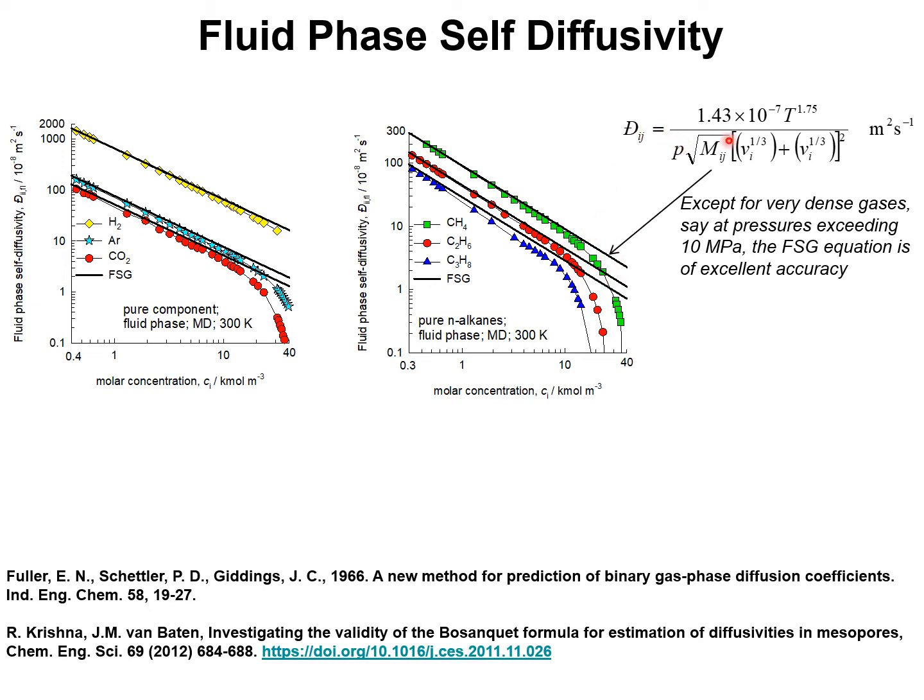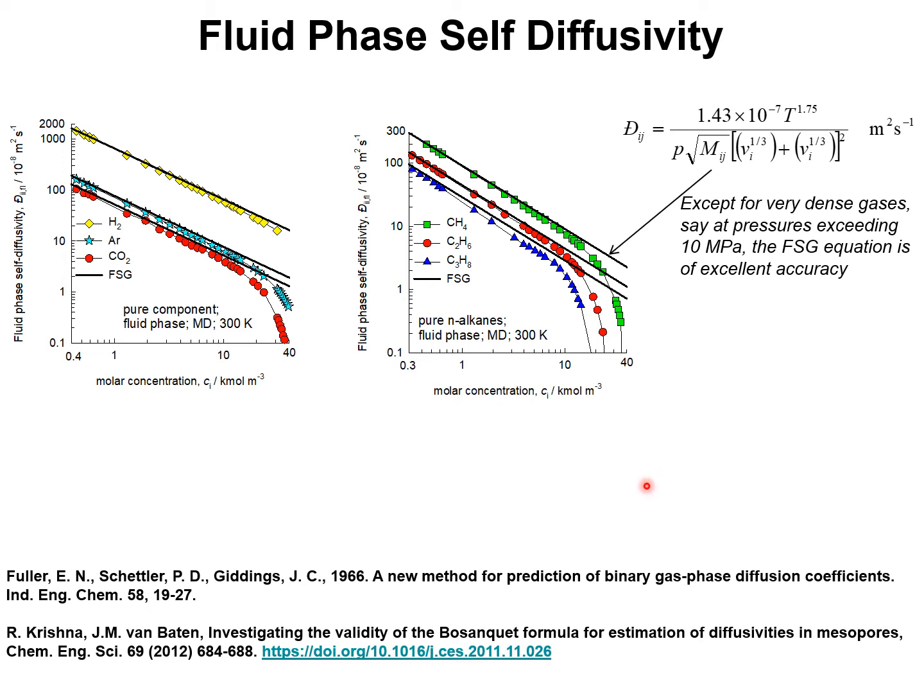The formula I use is due to Fuller, Shetler, and Giddings, published in 1966. It's a slight modification of the kinetic gas theory using some empirical parameters. The accuracy is excellent for pressures below about 10 megapascals.